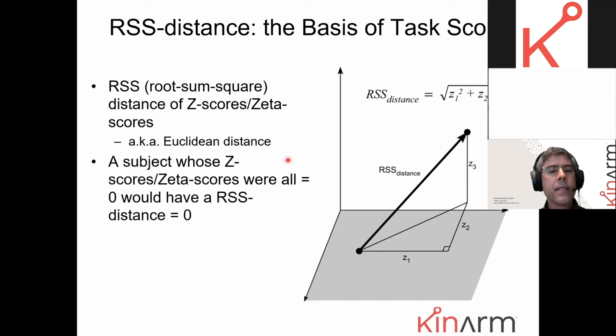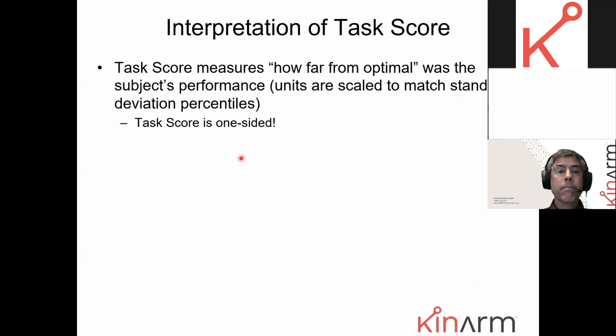What this means is that, if we've defined Z-scores and task scores to have their optimal point at Z equals 0, well, that means that the RSS distance would be 0, too. So again, task scores are measuring how far from optimal a subject's performance was. And because it's a distance metric, it is a one-sided score, so it's always positive.